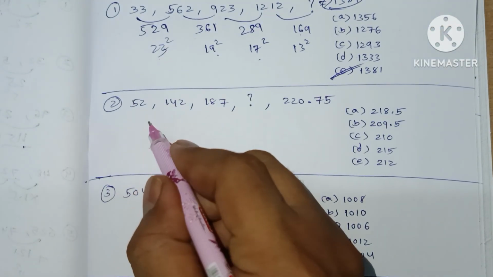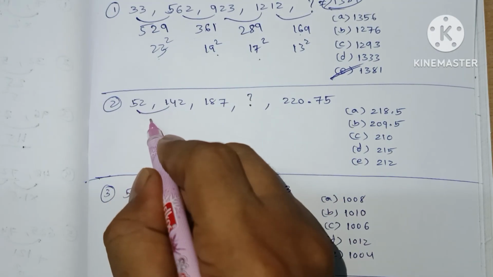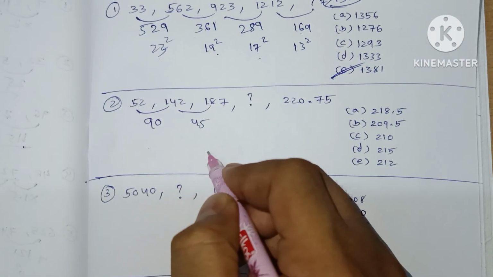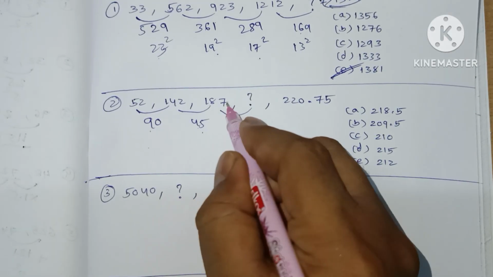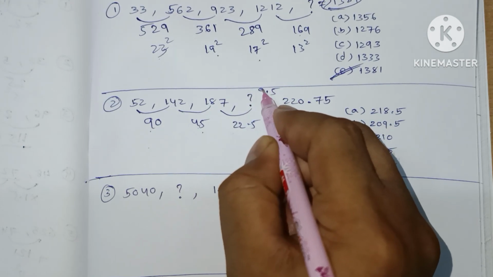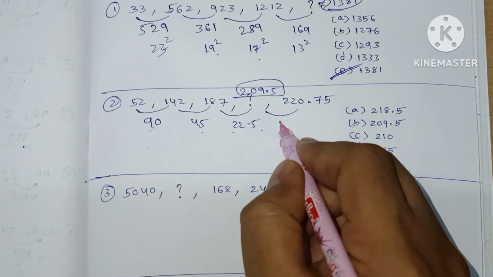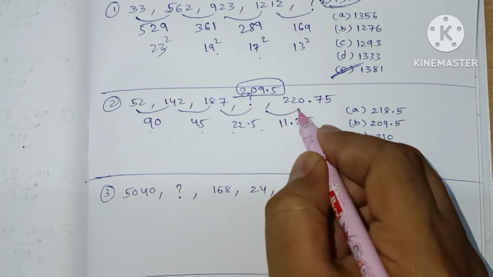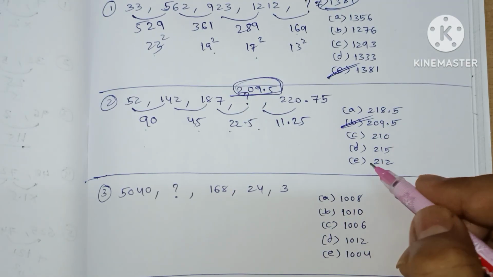Next, second question. Here these numbers are slightly varying. Let's see the difference between these. This is 90. Here the difference is 45. Half of this one. Let's see half of 45, 22.5. 187 plus 22.5 will be 209.5. 209.5 plus half of this one, 11.25. So 209.5 is our answer. Option B is our answer.